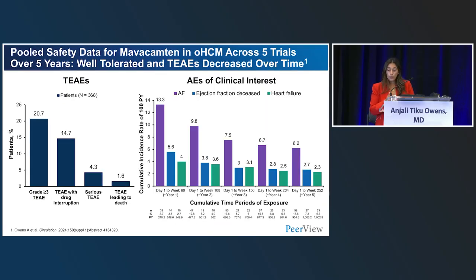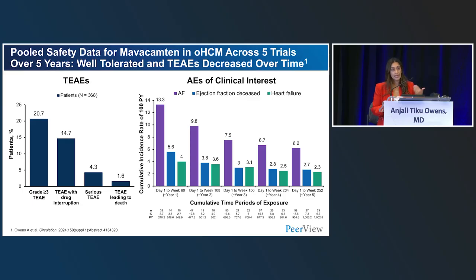Here's a more pooled safety data. These are pooled from 5 trials of mavacamten over time, presented in abstract form last year. And what we saw that was important is that over time, the AEs of clinical interest, which include AFib, ejection fraction decreased, and heart failure, got less and less over time. So are they zero? No. But they're definitely better as time goes on.